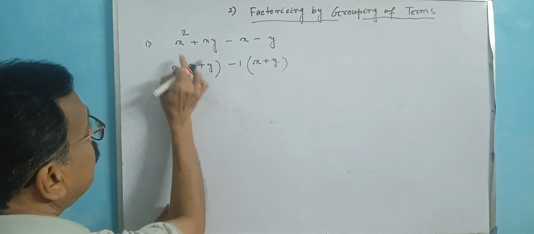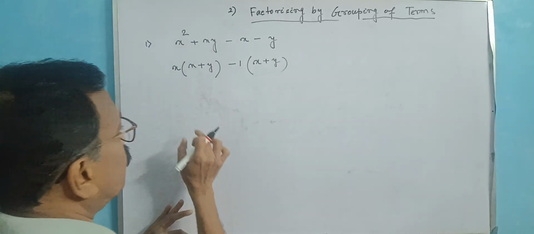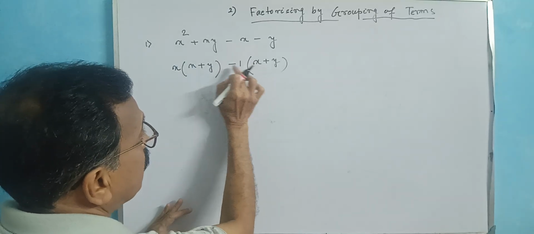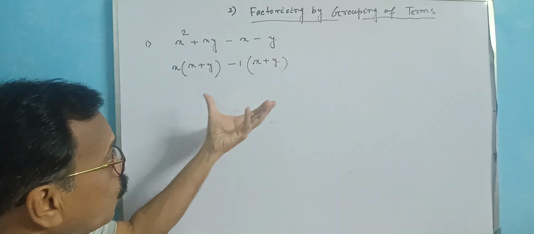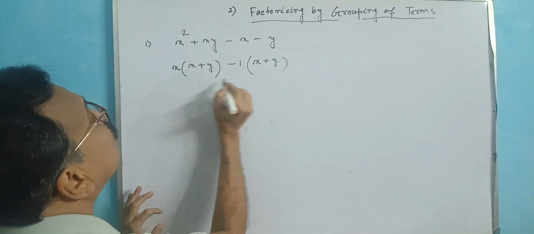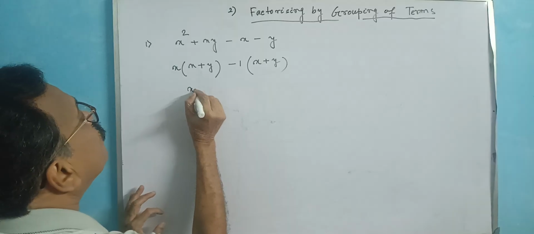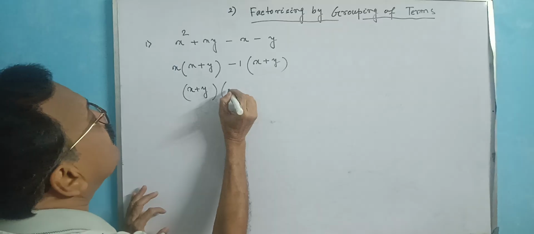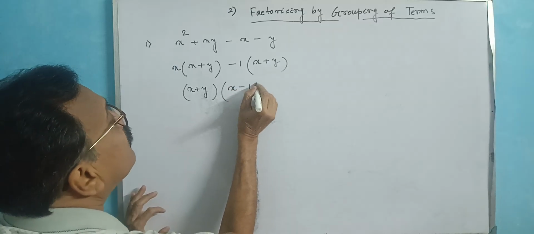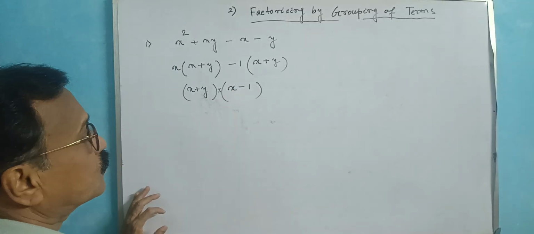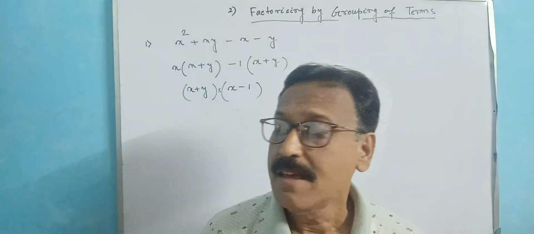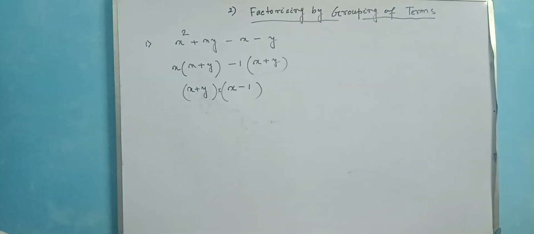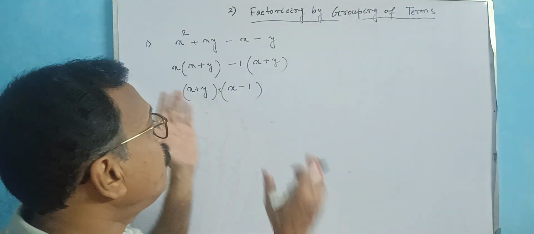Suppose here x into x is x square and x into y is xy actually, and here is minus 1 into x is minus x and minus 1 into y is minus y. Okay, so this is a grouping, one group, x plus y is a group. Now x plus y is further common, so what is the left part? Left part is x and this is minus 1, that is actually the multiple relation. This is called factorization by multiple relation. One pattern of sum is this.